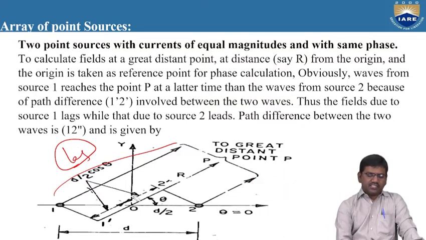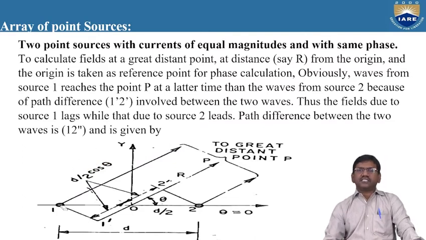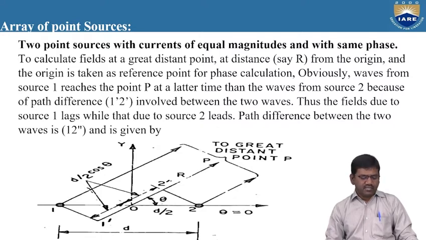Let us also consider this delay, which indirectly is a path difference involved between the two phases. As there is a path difference between the two waves, there will be some phase difference between 1 and 2. So due to the path difference between the point sources 1 and 2, there is some phase difference between them.